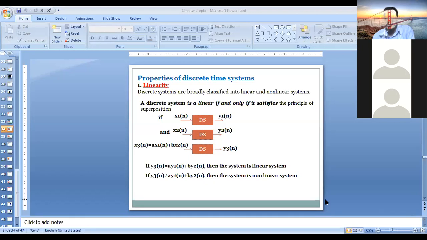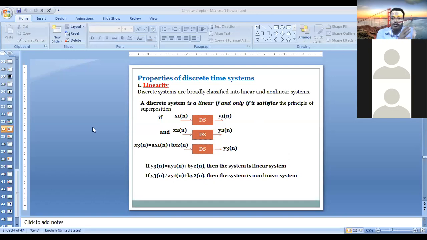I have two questions here. First, just to revise what linearity means. Question for Mohammed. You know, systems are classified into two, linear and nonlinear. Why do we need to classify?